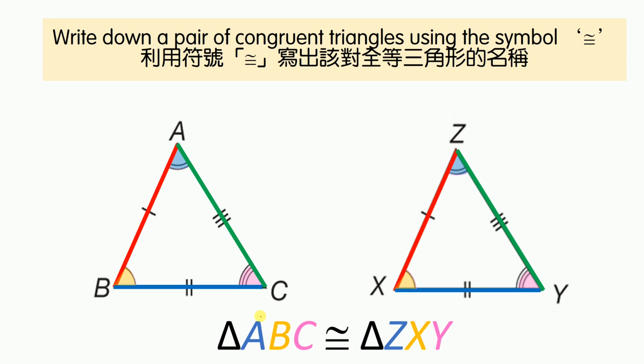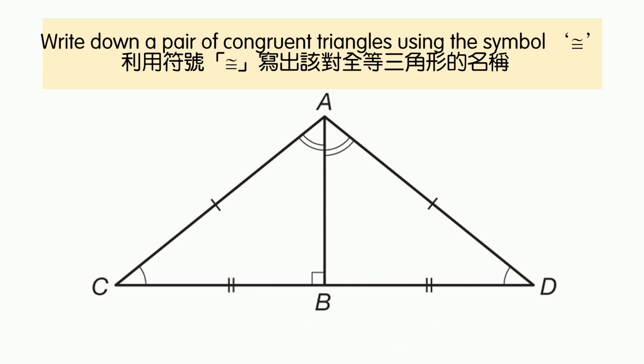When we use the congruent symbol, we have to ensure that each point, each vertex, exactly corresponds to the other one. For example, if we write A first on the left side, we have to find the exact same angle on the right, which is this blue angle Z on the right side.